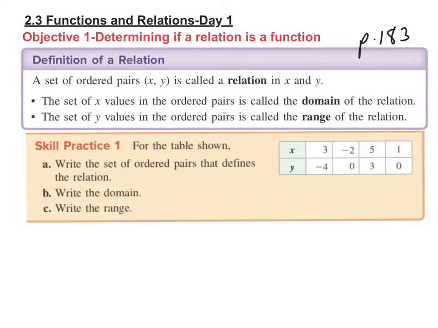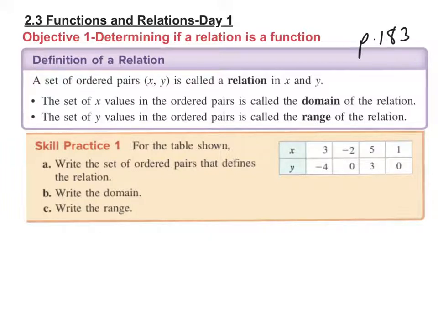So here's the example that we're going to go through. This is also on page 183, so if you want to take a picture of this whole screen, or 184. Okay. So just real quick, this is the type of problem you're going to have to do. They're going to give us a table like this. And you're going to first write it as a set of ordered pairs so that we can define the relation. Then you're going to write the domain in set notation, and then you're going to write the range in set notation.